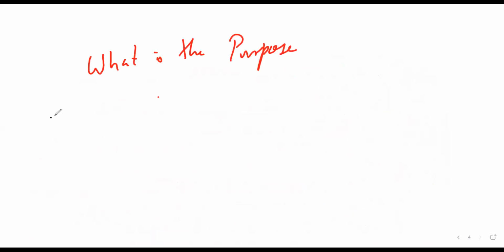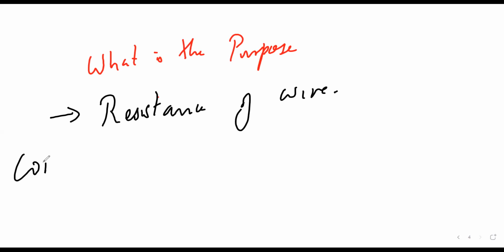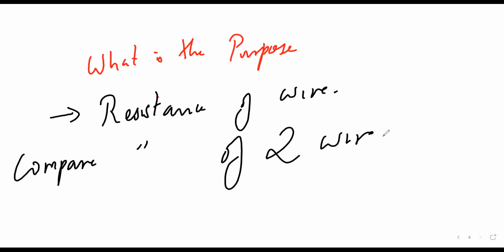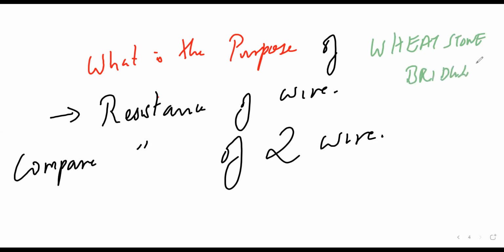So basically, it is used to find the resistance of a wire, or to compare the resistances of 2 wires. That's it. That is the main purpose of the Wheatstone bridge. To compare the resistances of 2 wires. That's the main purpose.